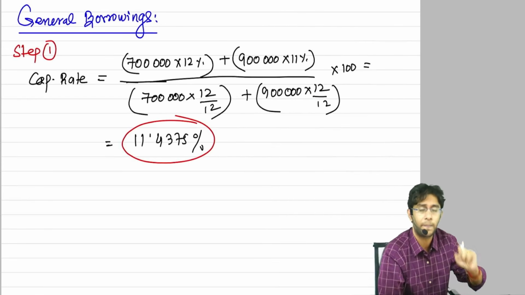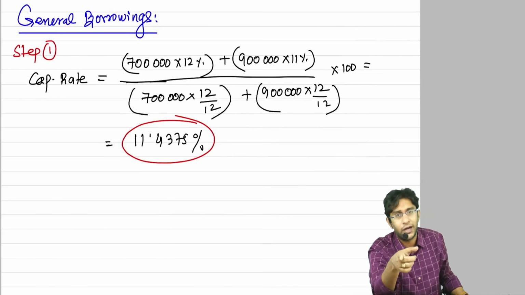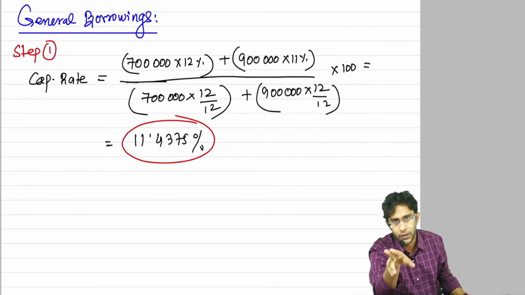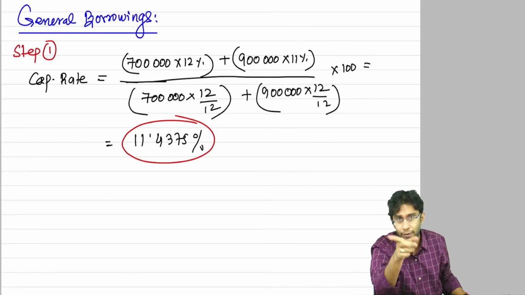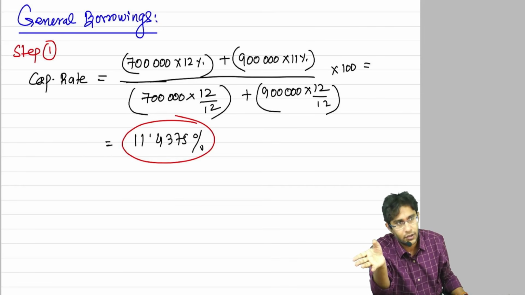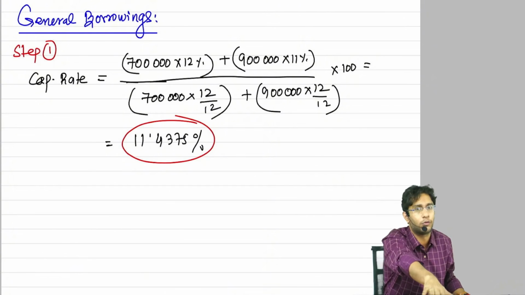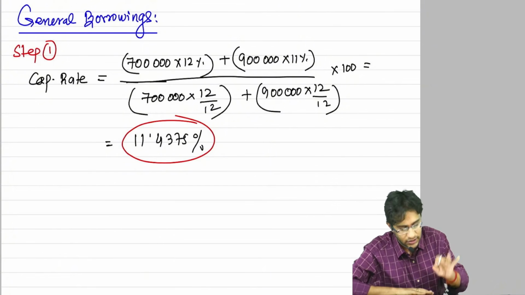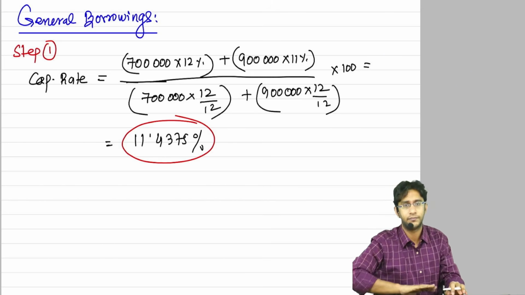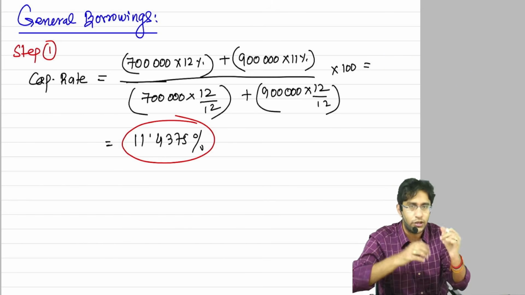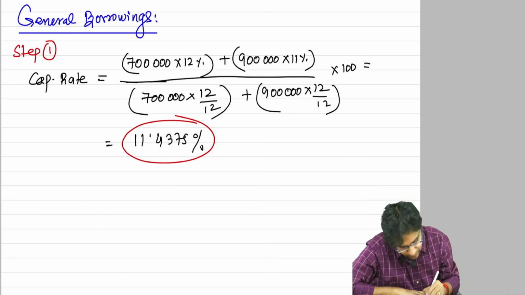One more point. Your project might have been completed in 10 months. That's okay. But step number 1 is not based on your qualifying asset. Step number 1 is based on borrowings. Step number 2 is based on expenditure on qualifying asset. Step number 1, don't see qualifying asset. Step number 2, don't see borrowings. Step number 3, merge both of them. Step 2.